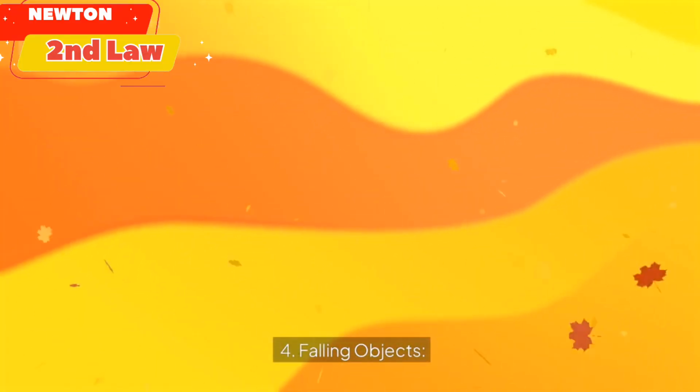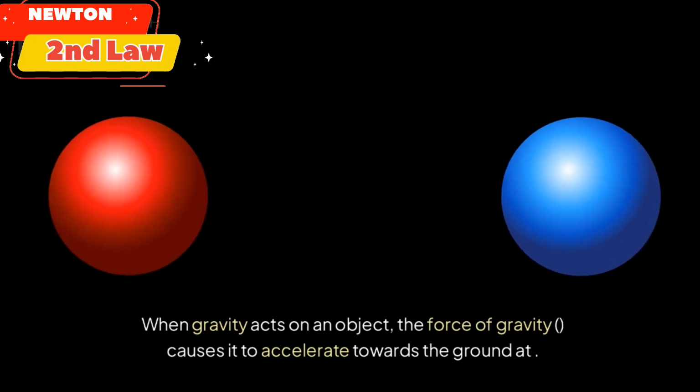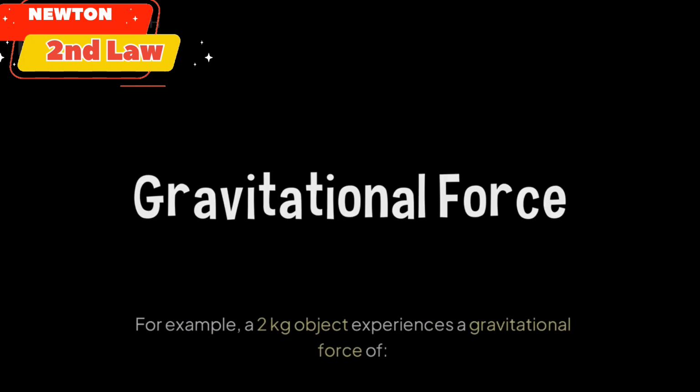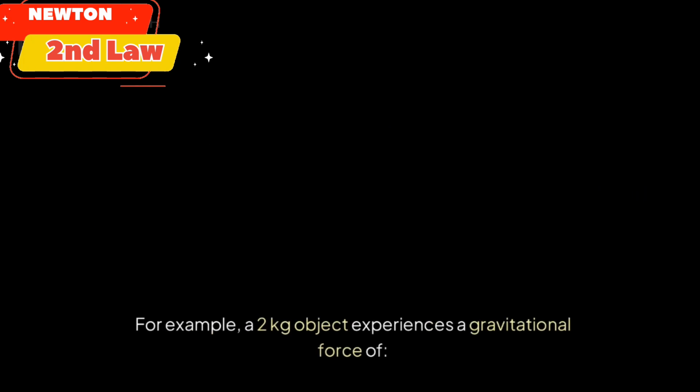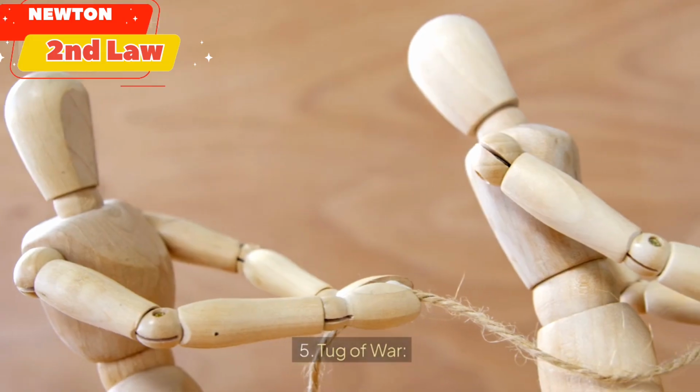4. Falling objects. When gravity acts on an object, the force of gravity causes it to accelerate towards the ground at g. For example, a 2 kilograms object experiences a gravitational force of 5.